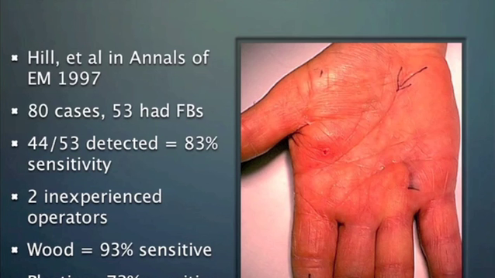And then Hill looked at this in the Annals of Emergency Medicine, had 80 cases of patients who came in, and 53 of them had foreign bodies. In fact, ultrasound was able to detect 44 of the 53 foreign bodies with 83% sensitivity. And these were operators who described themselves as inexperienced. And not surprisingly, wood had very high sensitivity. Plastic, in this case, had 73% sensitivity.